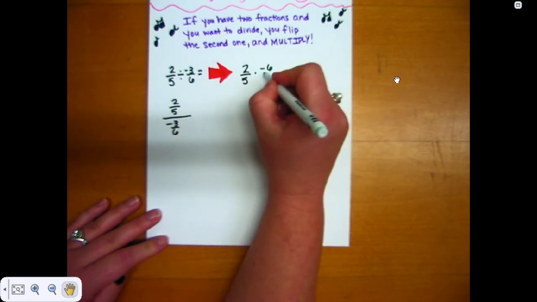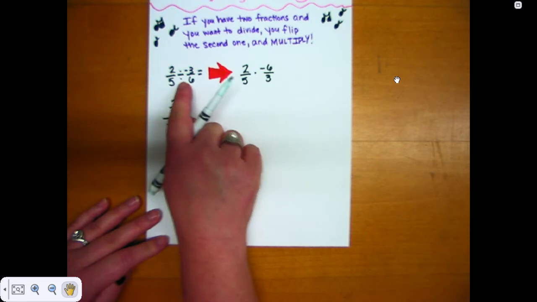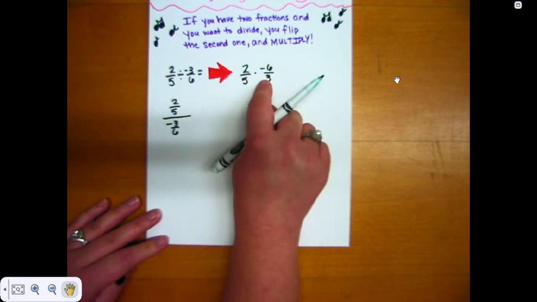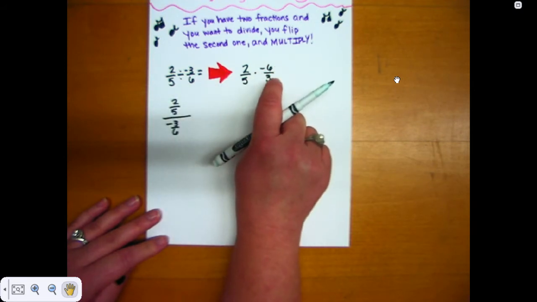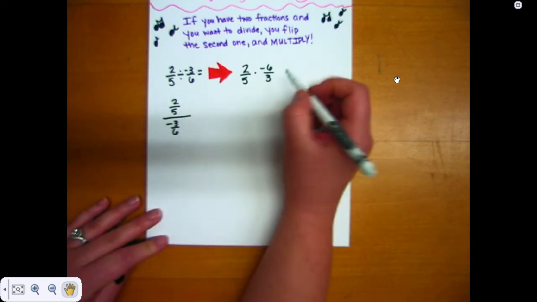Negative 6/3. It does not matter where your negative sign is. It doesn't matter if it's on top or bottom. It makes the whole fraction negative. So don't worry about that. Okay, now we just multiply like normal.